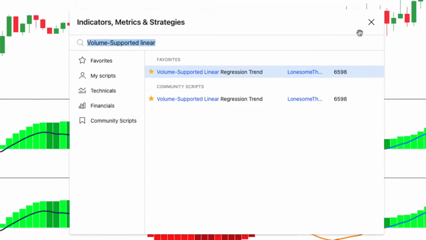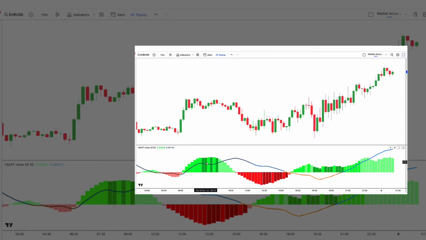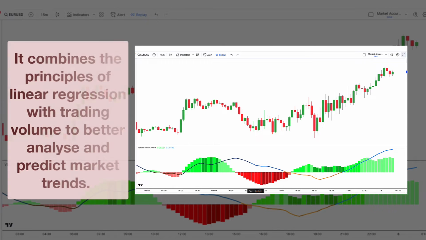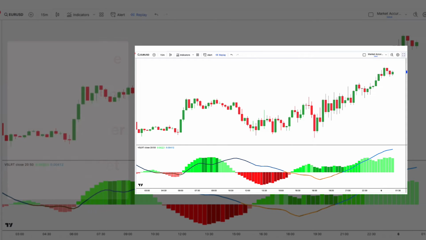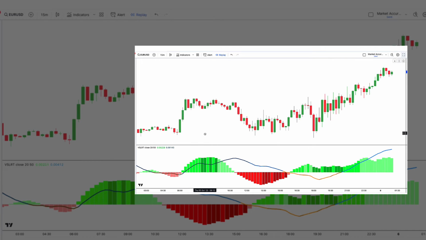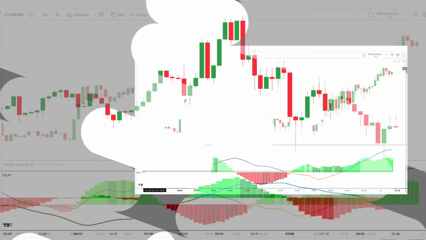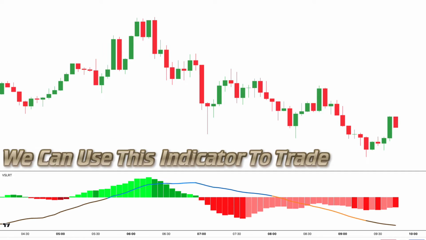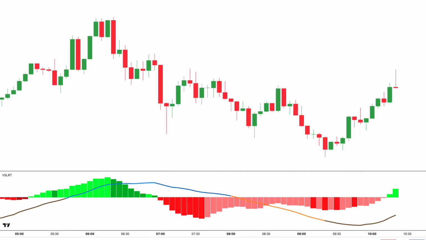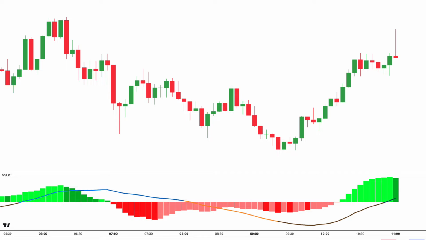The Volume-Supported Linear Regression Trend is a technical indicator. It combines the principles of linear regression with trading volume to better analyze and predict market trends. This basically means that this indicator checks the linear regression of the price and volume and then calculates the trend, strength, and direction based on that data. Next, we're going to explore how we can use this indicator to trade. But before that, let's explore this indicator's components.